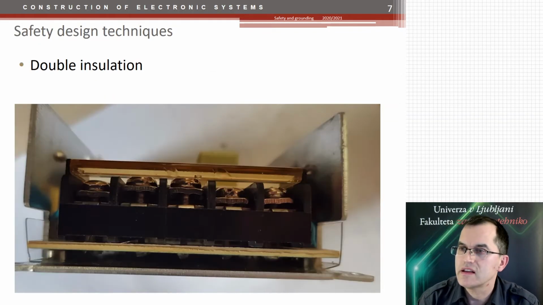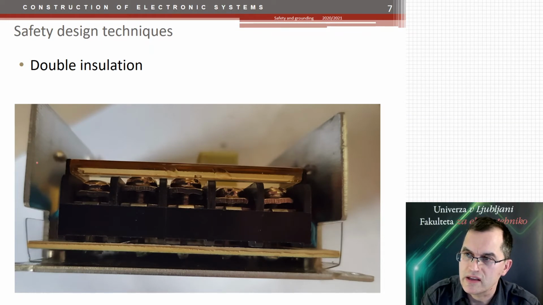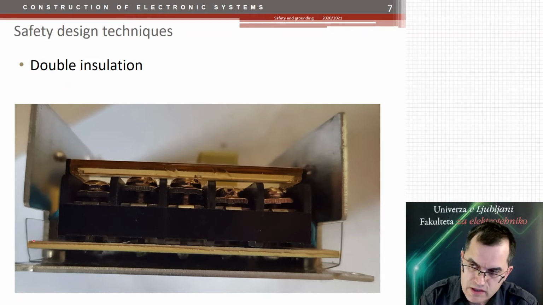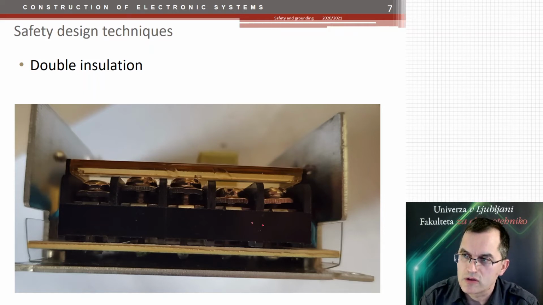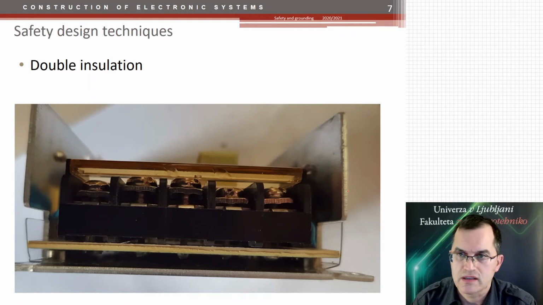So this is another example of a double insulation device that has a metallic case, but then the air space between the PCB and this case is additionally isolated by plastics. So this provides another insulation between this high voltage part and the case, which is in this case metallic.